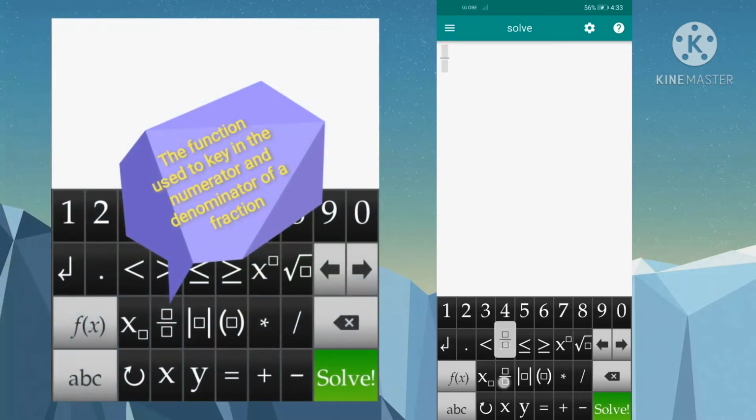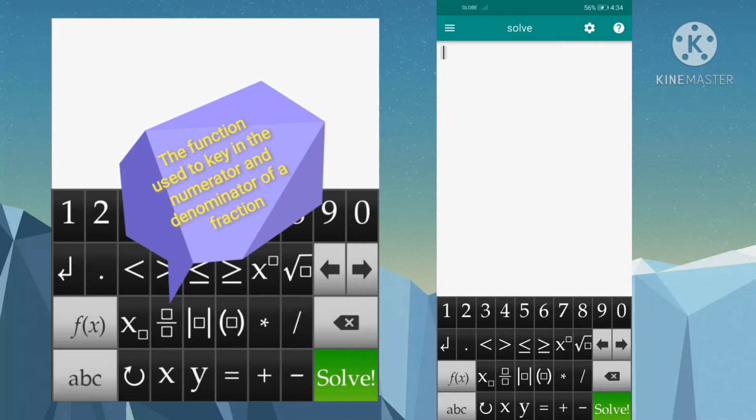This, ayan. So, meron tayong square sa taas, tapos bar sa gitna, then another square sa baba. So, this is the function that we are going to use to key in our fractions if we are to simplify using this ALGEBRATOR. Okay. So, tignan natin. So, simplifying fractions using the ALGEBRATOR.